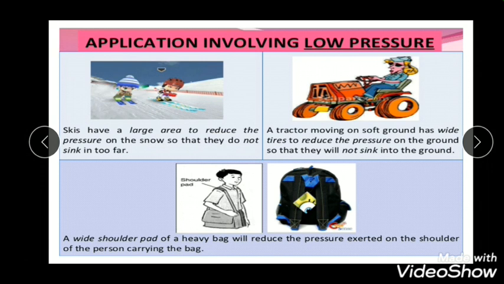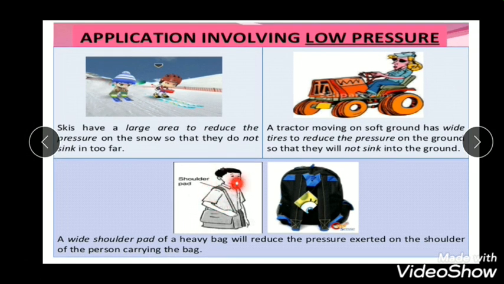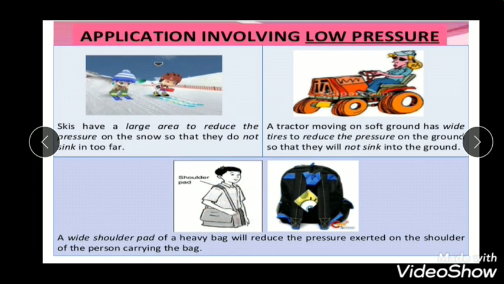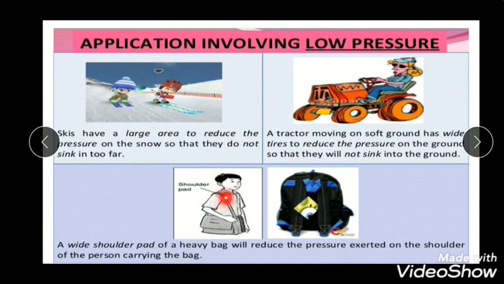The best example is the third one. Look here, the shoulder pad of the bag. If the shoulder pad of the bag is wider, the pain in your shoulder will be very less when you are carrying the bag. Why? Because the wider the shoulder pad, the more the area. It means the area is more, then the pressure will be less.